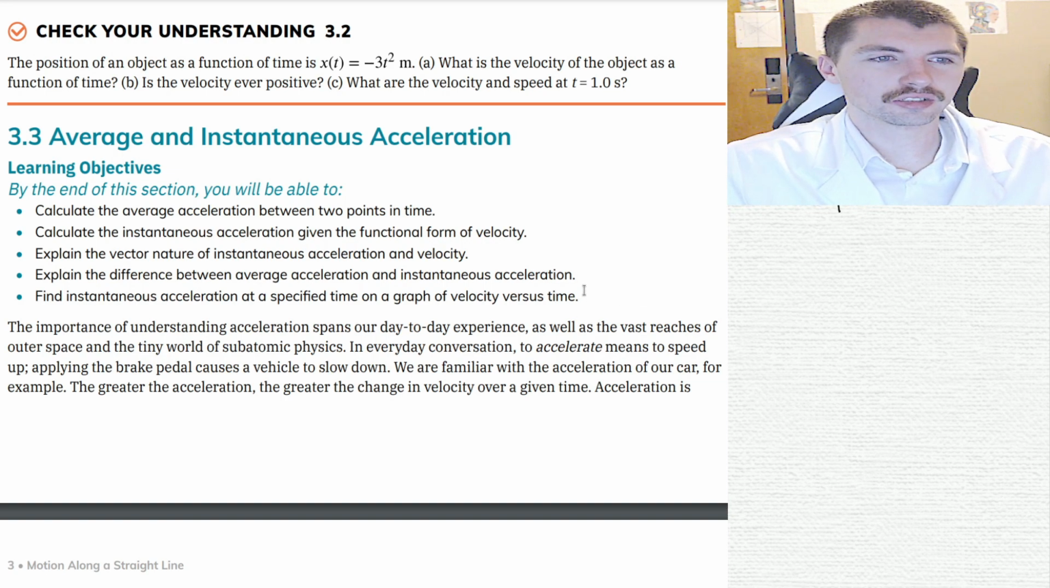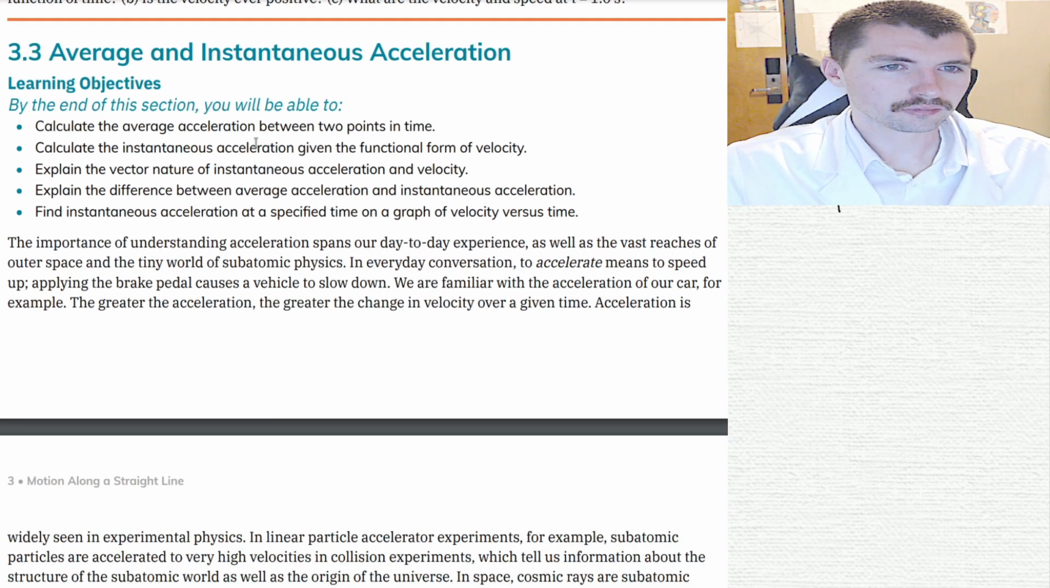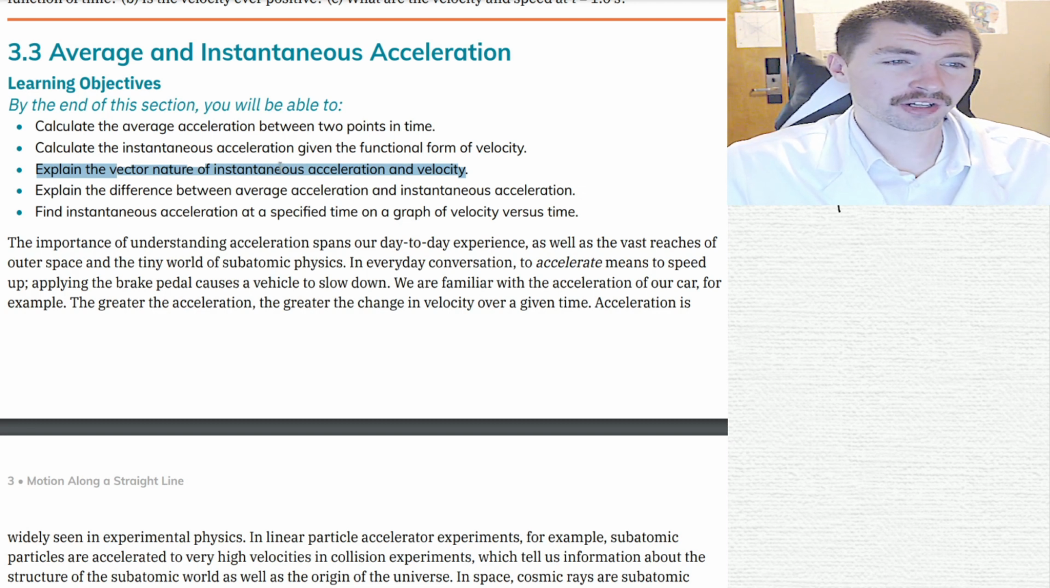So average, instantaneous velocity. Now we're just going to get right into second derivatives. I'm curious about the vector nature of velocity and acceleration. That's what I'm most curious about. Explain the difference between average acceleration and instantaneous acceleration. I'm guessing that's just similar to velocity.